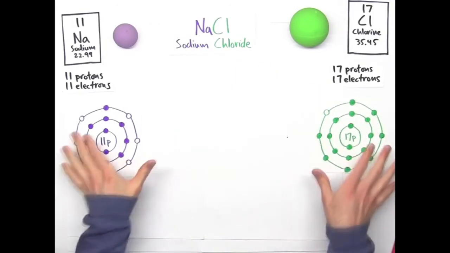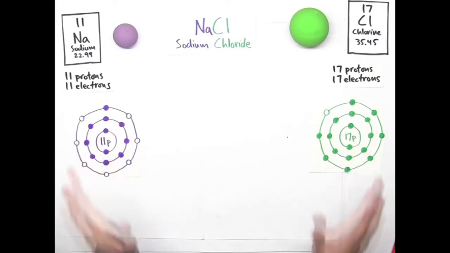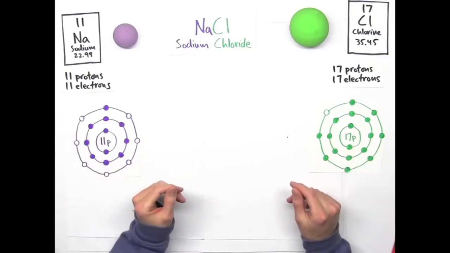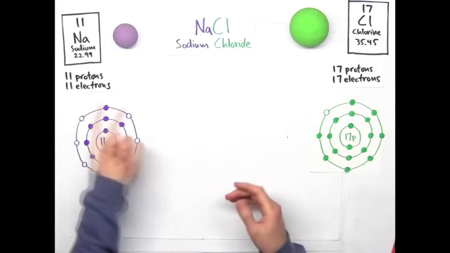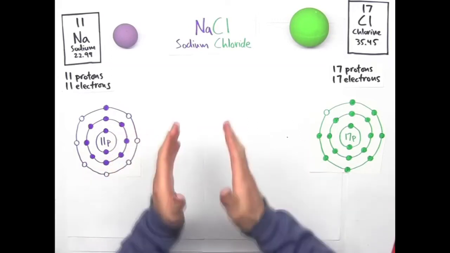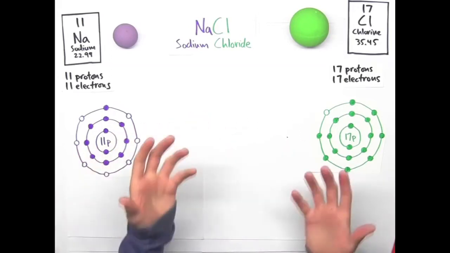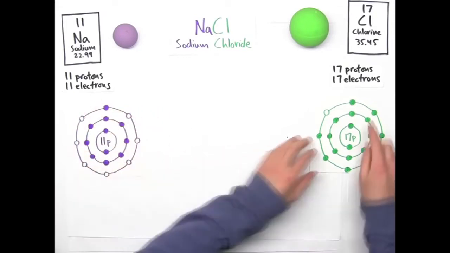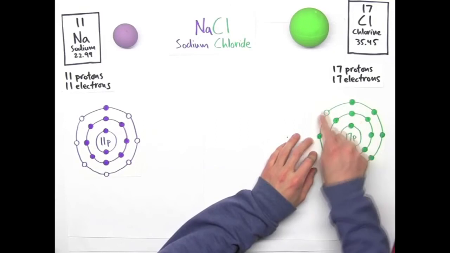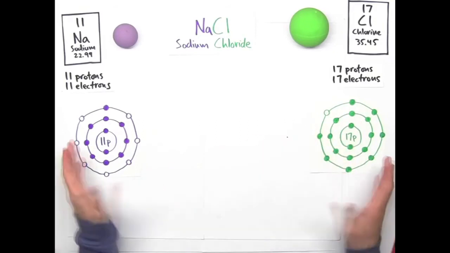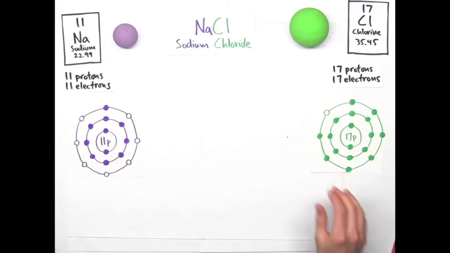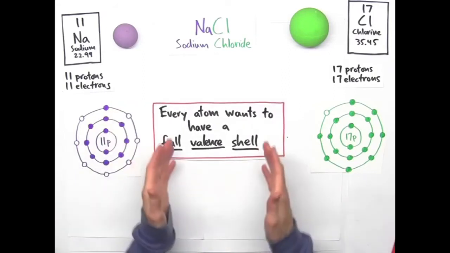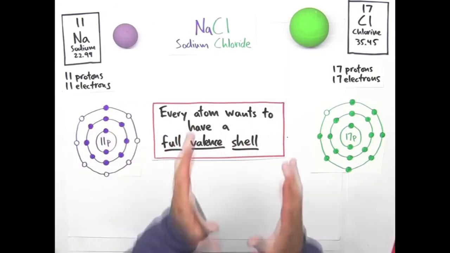Now, you may not be able to tell from these diagrams, but these are two very unhappy atoms. The reason why has to do with their valence shells. You remember what valence shells are? They are the furthest out energy level that still has electrons in it. Okay? So for example, this is the valence shell of sodium. It's got one electron here. And this is the valence shell, the furthest out shell for chlorine. Okay? The reason why these two atoms are so upset is because every atom wants to have a full valence shell. It's like every atom's goal in life.